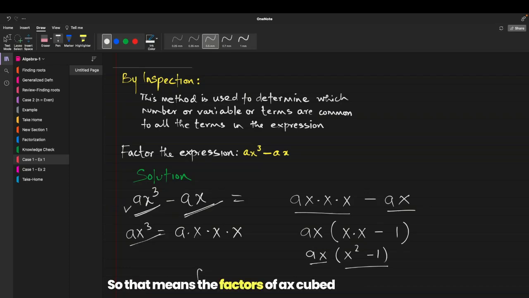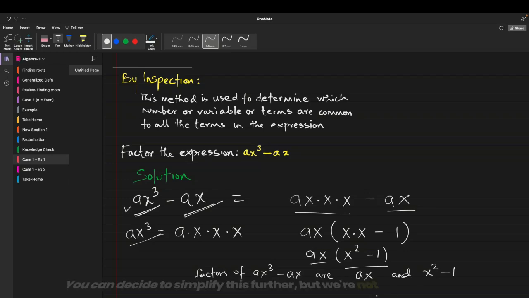So that means the factors of ax cubed minus ax are ax and x squared minus 1. You can decide to simplify this further, but we're not going to talk about it in this particular lesson. Let's go to example 2.